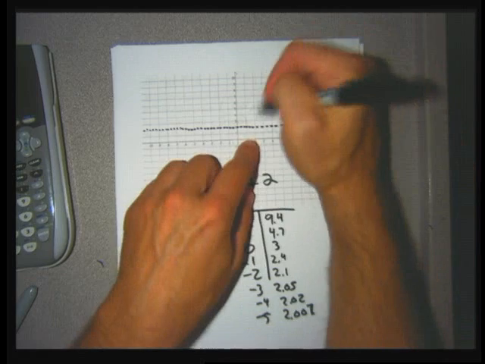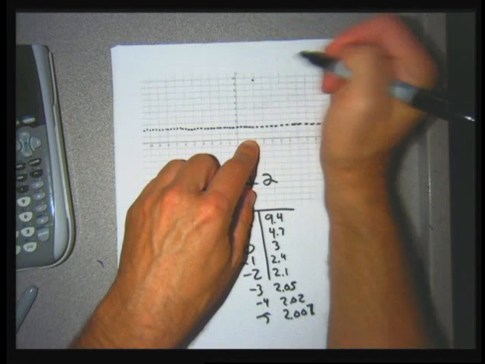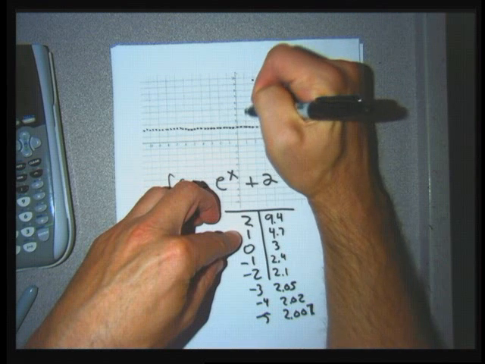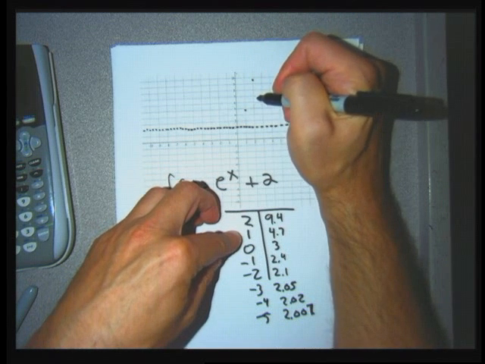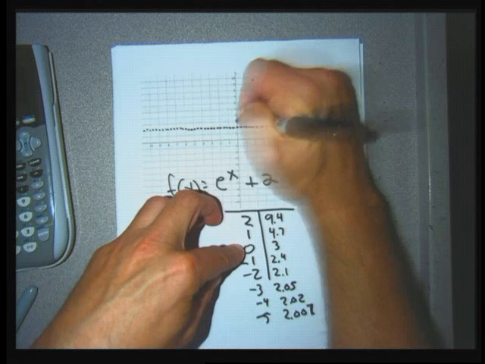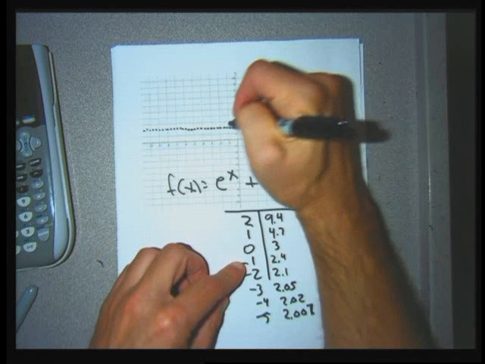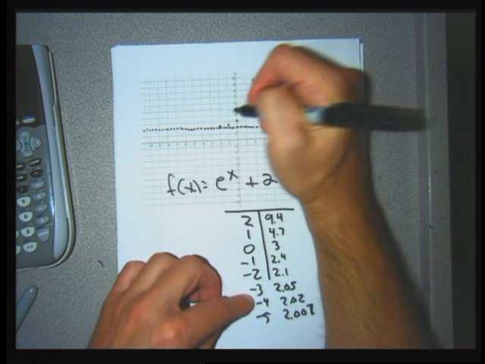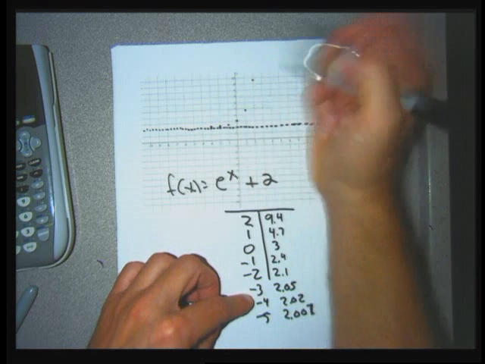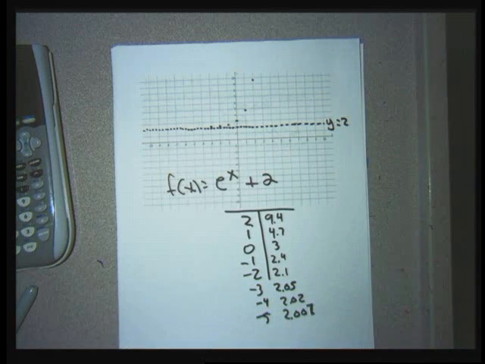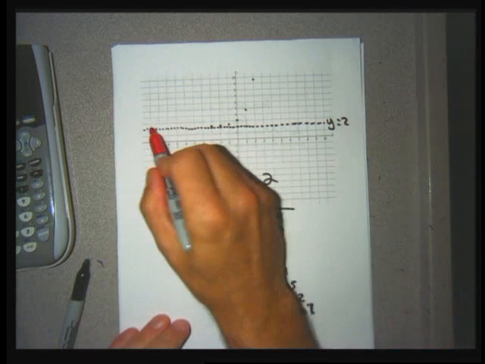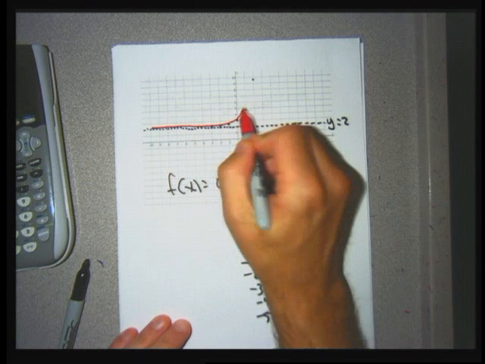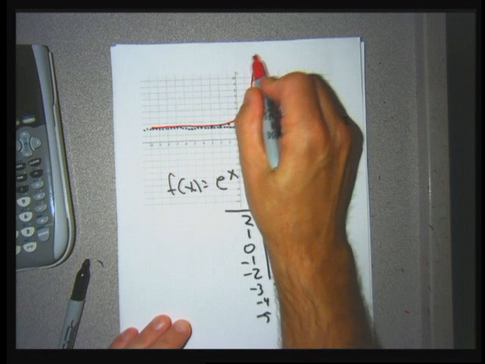So I go to plot the points. 2 and 9.4 is about there, not perfectly there, but close enough. 1, 4.7 is about here. Again, not perfect, but close enough. 0, 3 is here. Negative 1, 2.4 is about there. Negative 2, 2.1 is about there. Negative 3, 2.05 is so close to that dashed line that you couldn't distinguish the two. And this graph is going to look something like this. It goes up really fast.